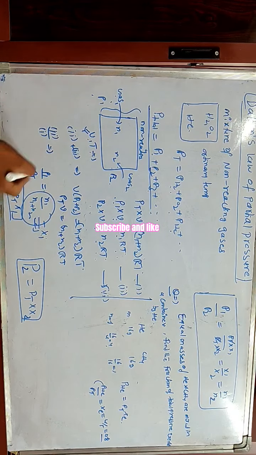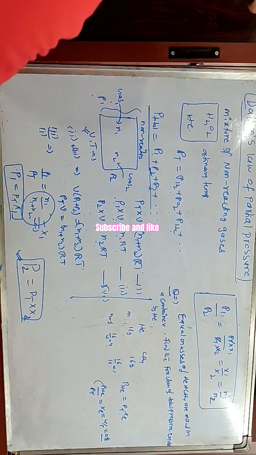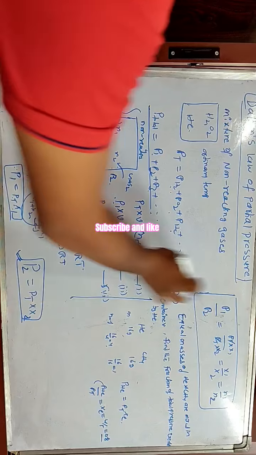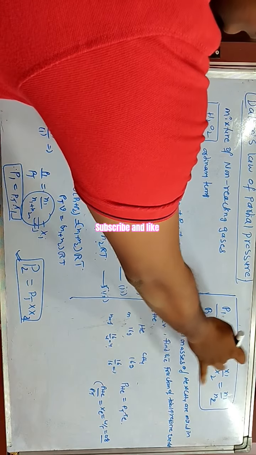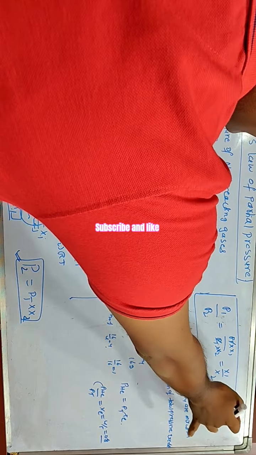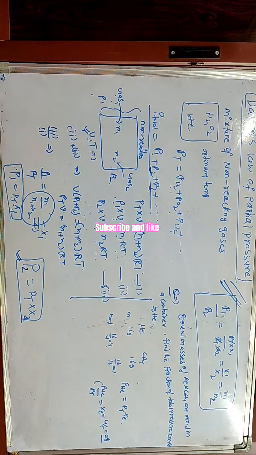So P1 is equal to total pressure times X1. In case of the second gas, P2 is equal to P total into X2. These are the two different gases, two partial pressures and their mole fractions. If you divide P1 by P2, it is equal to P total X1 by P total X2. P total will be cancelled, so it is X1 by X2, which is equal to number of moles N1 by number of moles N2. This equation is very, very important. We get many problems by using this equation.